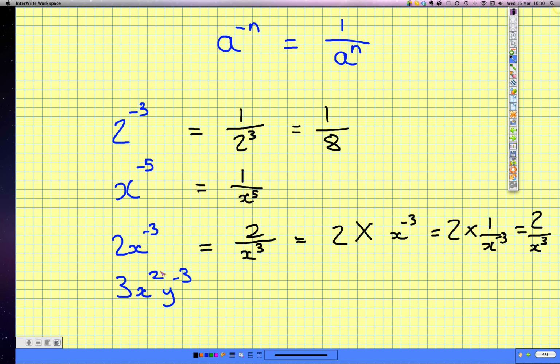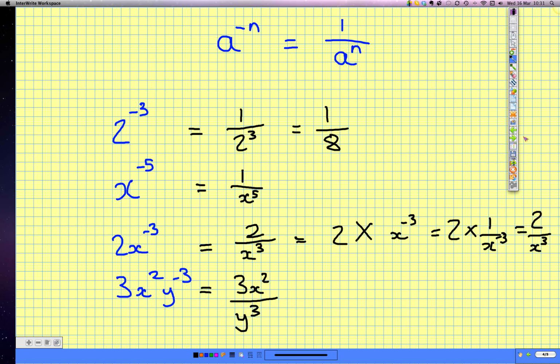Similarly so, just to extend it a bit further with this example below, using the same approach, this one becomes 3x squared over y cubed.